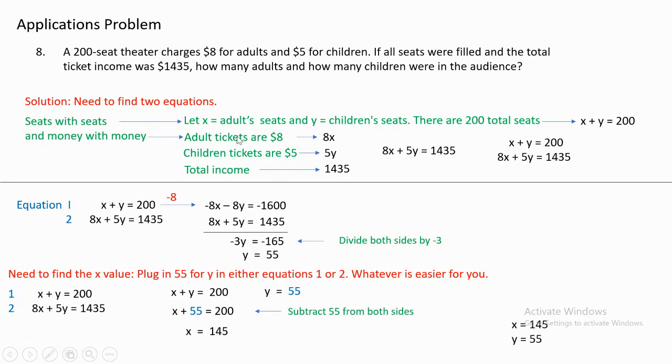And x represents, what was it? Adult tickets. So there are going to be 145 adults in the audience and 55 children also in the audience. So these are my solutions.